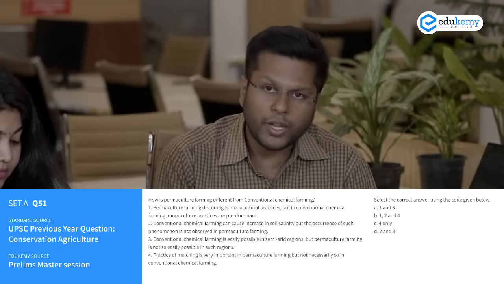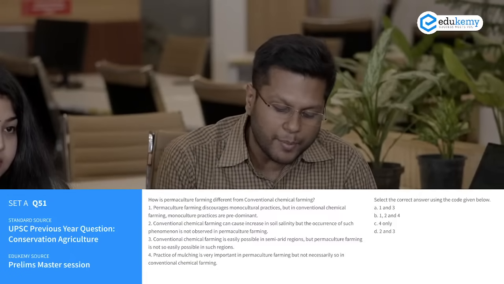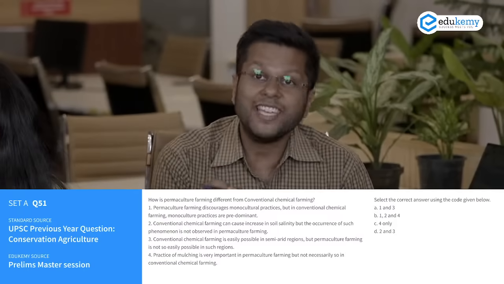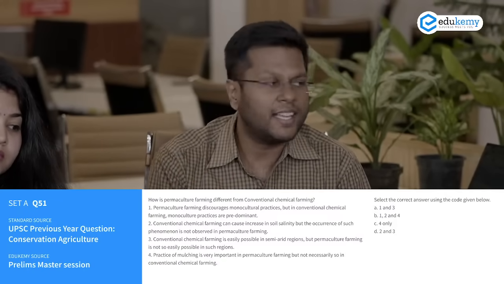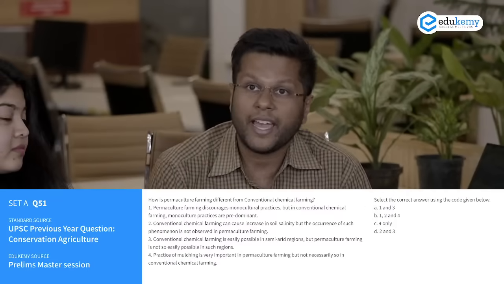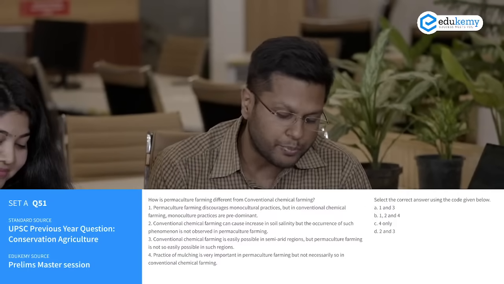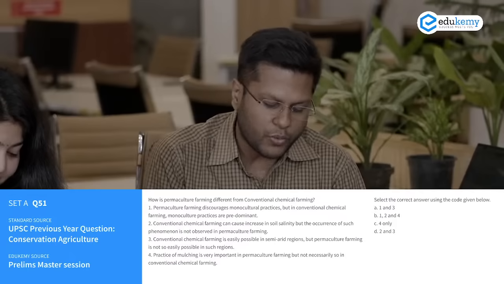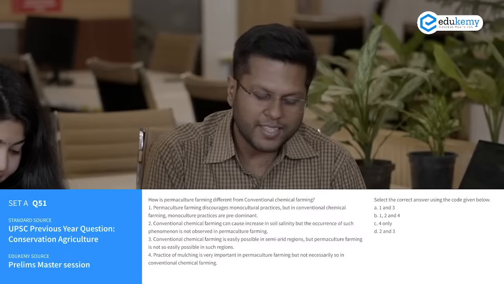However, if you look at statement 3, it says, conventional chemical farming is easily possible in semi-arid regions, but permaculture farming is not so easily possible. Now, this is where I would relate to the extreme words, a simple elimination technique that Sir Rahul and Ma'am Karuna had also talked about during the sessions. So, if we eliminate this option 3, we straight away come to option B, which says 1, 2, and 4, and C, which is 4 only. And I would narrow down to B because permaculture is more about sustainable agriculture, interrelated agriculture, ecosystem management. It's a very simple answer. Answer is B, 1, 2, and 4.